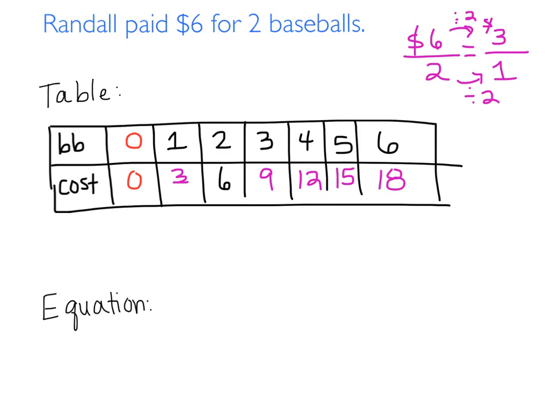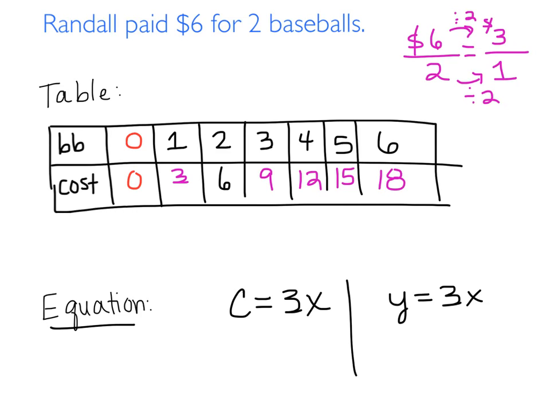Now, if I wanted to know how much any amount of baseballs would cost, I could try to write an equation. I could say my cost is $3 times however many baseballs I buy. Let's say I call that X. Here would be my equation. I wouldn't have to use C, I could call it Y equals 3X, whatever you want to call it.